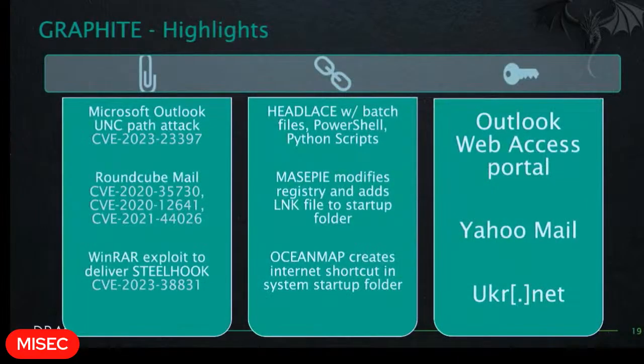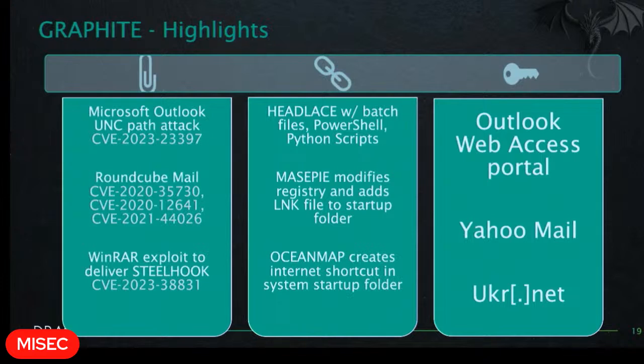Let me get into, oh, that's an ugly slide. Apologies for how ugly that is. There are three major ways that they're using phishing to get into these networks. The first one is attachments. These are usually exploiting some vulnerability. In this case, Microsoft Outlook has a UNC path attack.